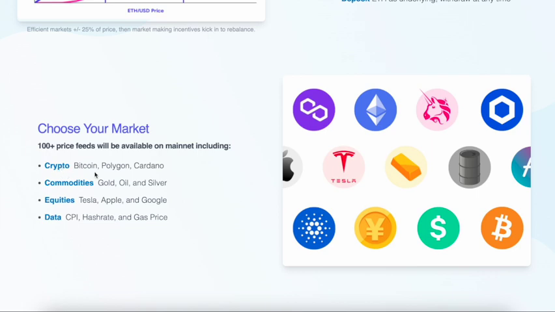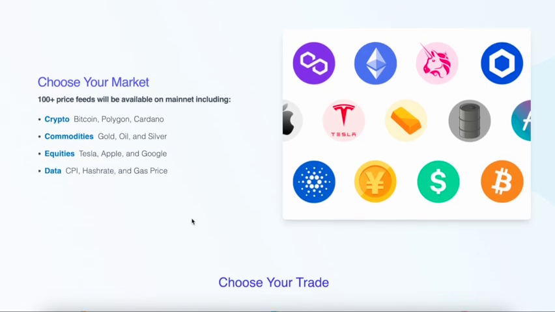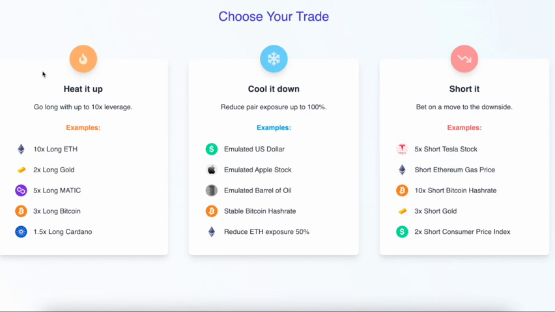But you could trade crypto, Bitcoin, Polygon, Cardano, commodities, equities, data. You can trade data. We're talking the consumer price index, the hash rate of Bitcoin, gas price on Ethereum. You can just trade anything. So right here you can see you have these options. You can heat it up, go long with leverage on any of these kinds of assets. You can go long ETH, you can go 2x long gold, go 3x long Bitcoin.